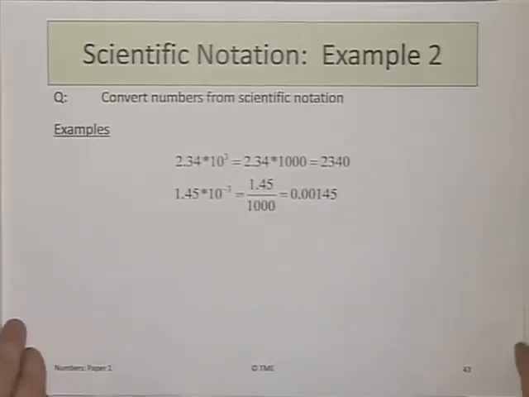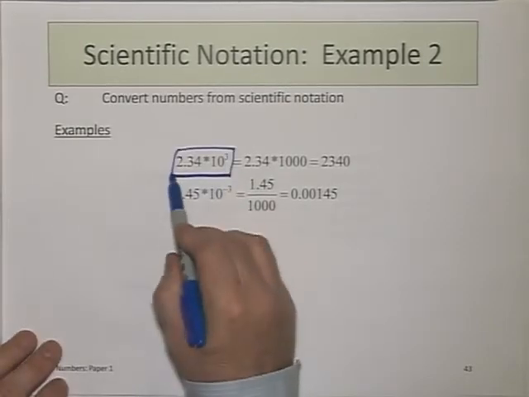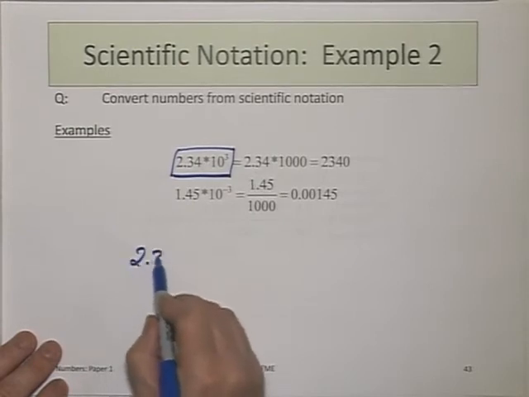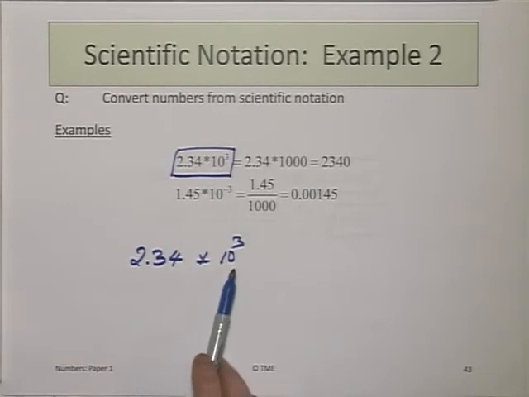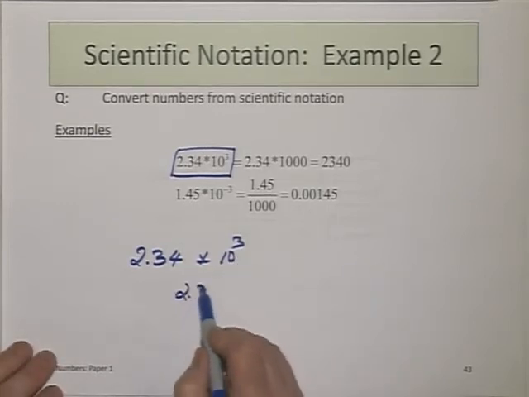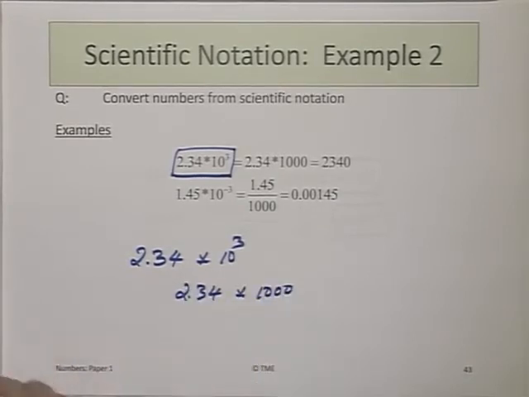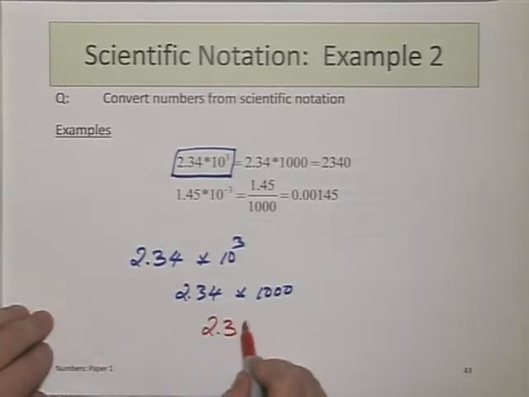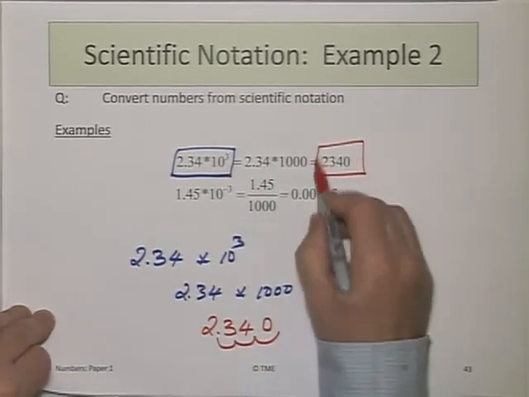Now, convert the numbers back from scientific notation. Here we have 2.34 by 10 to the 3. Well, that's telling me that I've got 3 on the other side now to spare. It's really 2.34 by 1,000. In other words, I can move 3 places bigger. So 2.34 becomes 2.34, 1, 2, 3, which is 2340.